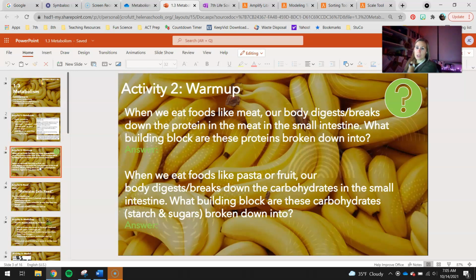We have 2 types of carbohydrates. We have starch or we have sugar in the small intestine. What building block are these carbohydrates, starch and sugar, broken down into? Again, what are those 2 things made up of? Think of those little white marshmallows.